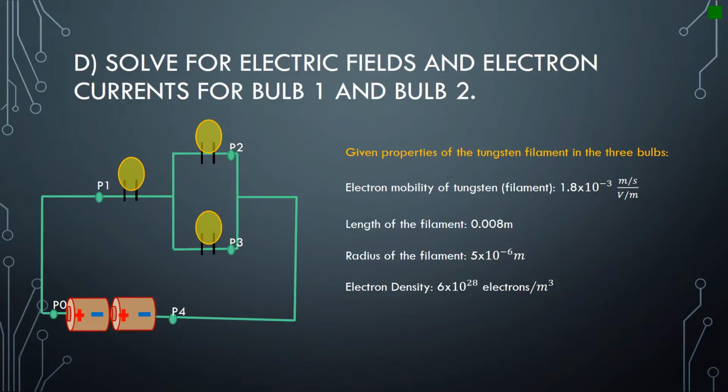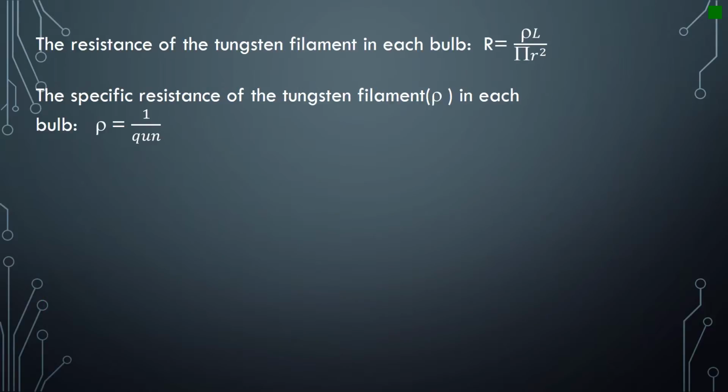For part D, solve for the electric field and electron currents for bulb 1 and bulb 2, using the energy and charge conservation equations and the given property values for the tungsten filament inside the bulb. The expression for the resistance of the tungsten filament in each bulb is given by big R is equal to the specific resistance of the tungsten times the length divided by pi r squared. The resistivity of the tungsten is given by rho is equal to 1 over q times mu times n, where q is the charge of an electron, mu is the electron mobility, and n is the electron density.